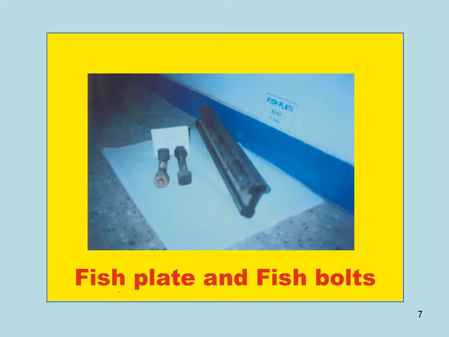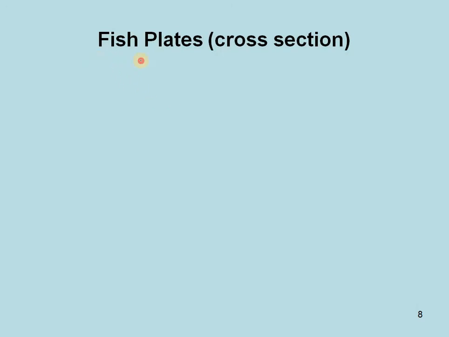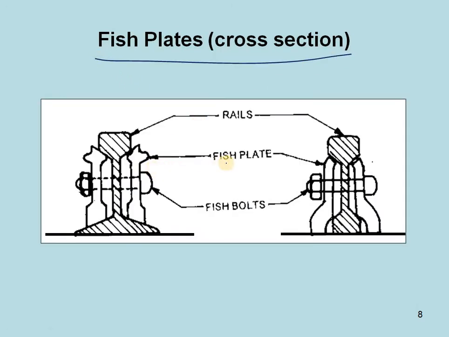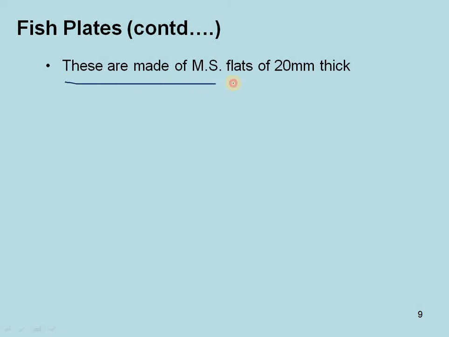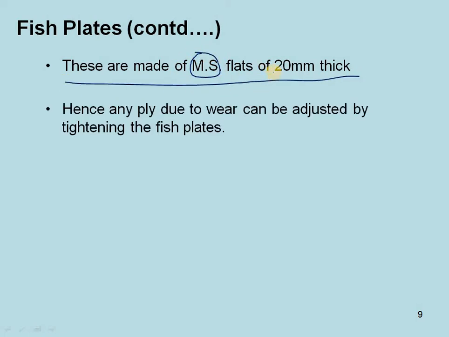You can see in the diagram the fish plate and fish bolts, which are connected to the joints. This is the fish plate cross section. We have seen it in the previous diagram, along with the fish bolts. These are made of MS flats of 20 mm, where MS means mild steel.